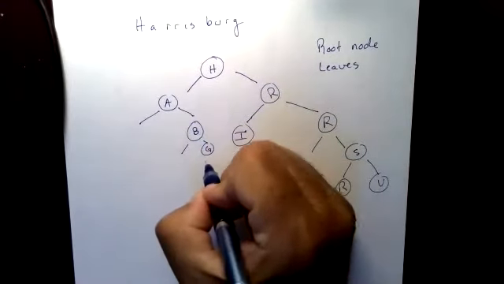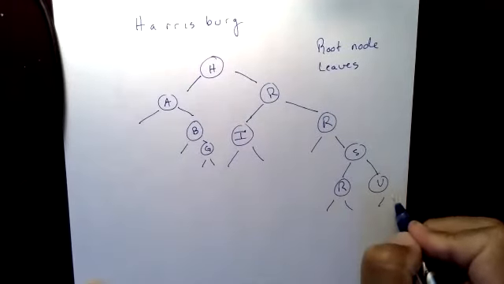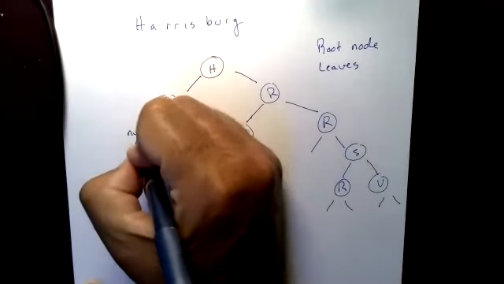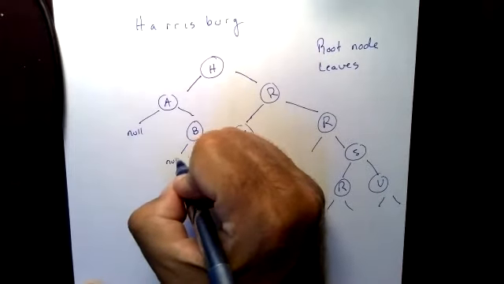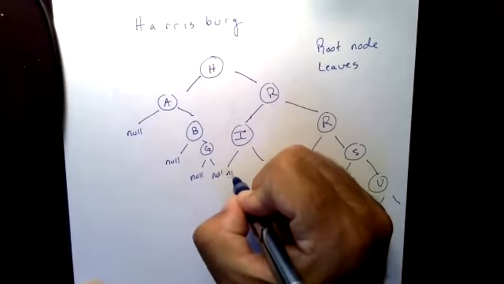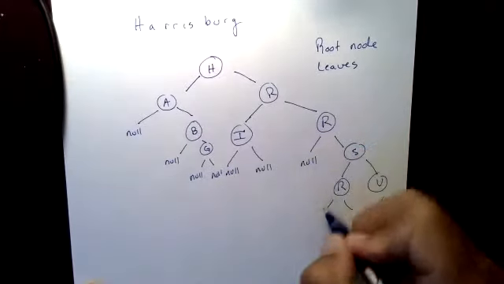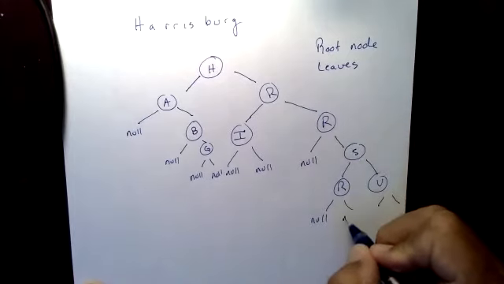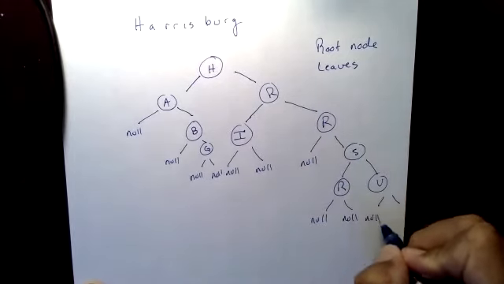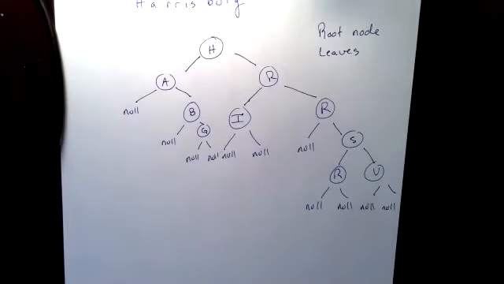So let's see. I have some things going on here. This is actually pointing to null. This points to null, null, null, null, null, null, null, null, and null. Lots of nulls. Okay, so some terminology.